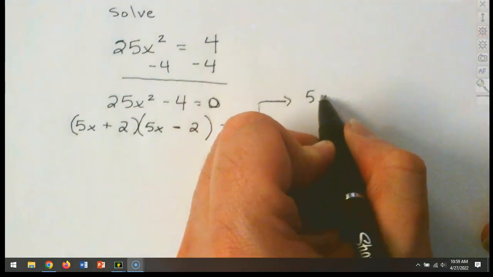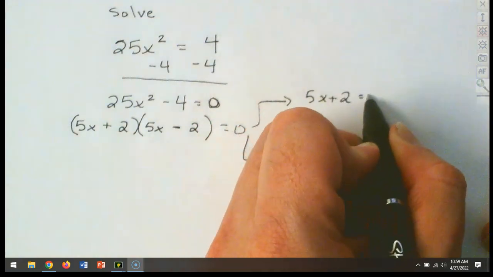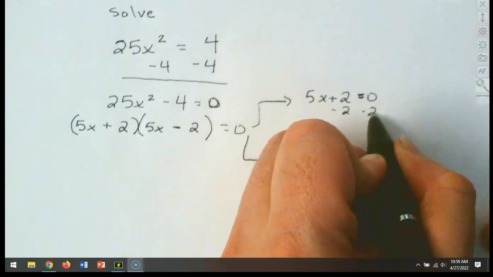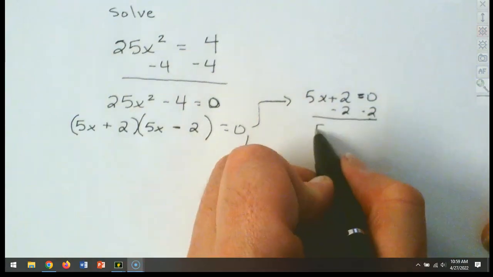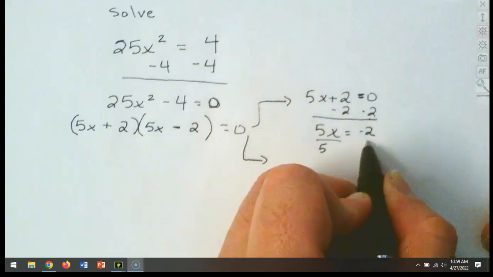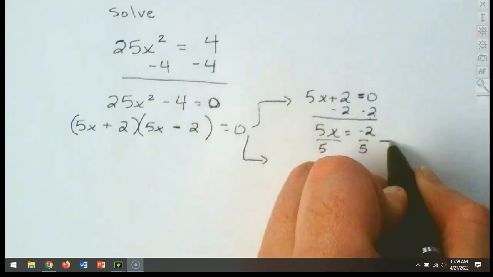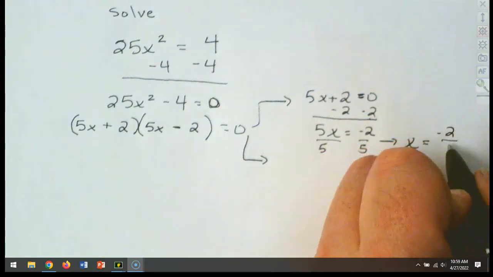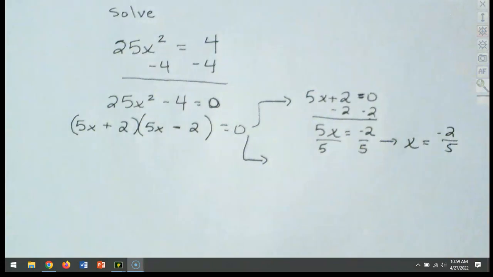So 5x plus 2 equals 0. This is going to be our first one. Move this 2 over. So 5x equals a negative 2. Divide by 5. And you will now have x equals a negative 2 fifths. There's one solution.